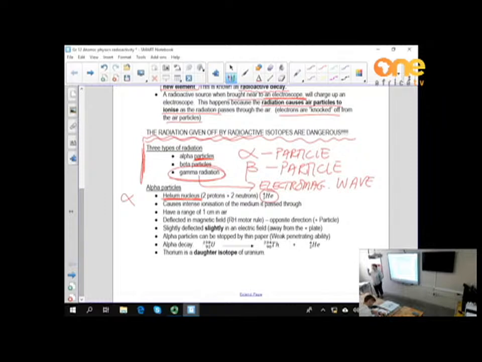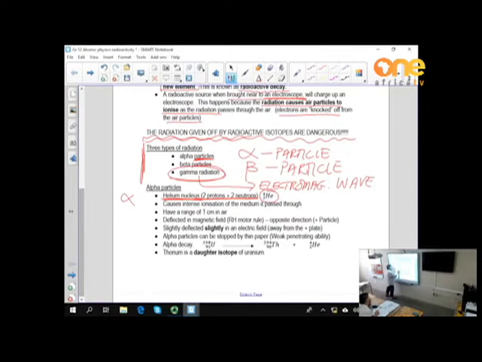How many electrons would helium have? 2, but without the electrons, we have 2 protons and 2 neutrons. Because it consists of 4 nuclear particles, it is relatively speaking big. If you think of hydrogen, an atom of hydrogen has 1 proton. A helium nucleus is going to be 4 times bigger because it's got 2 protons and 2 neutrons. So it's a relatively big particle.